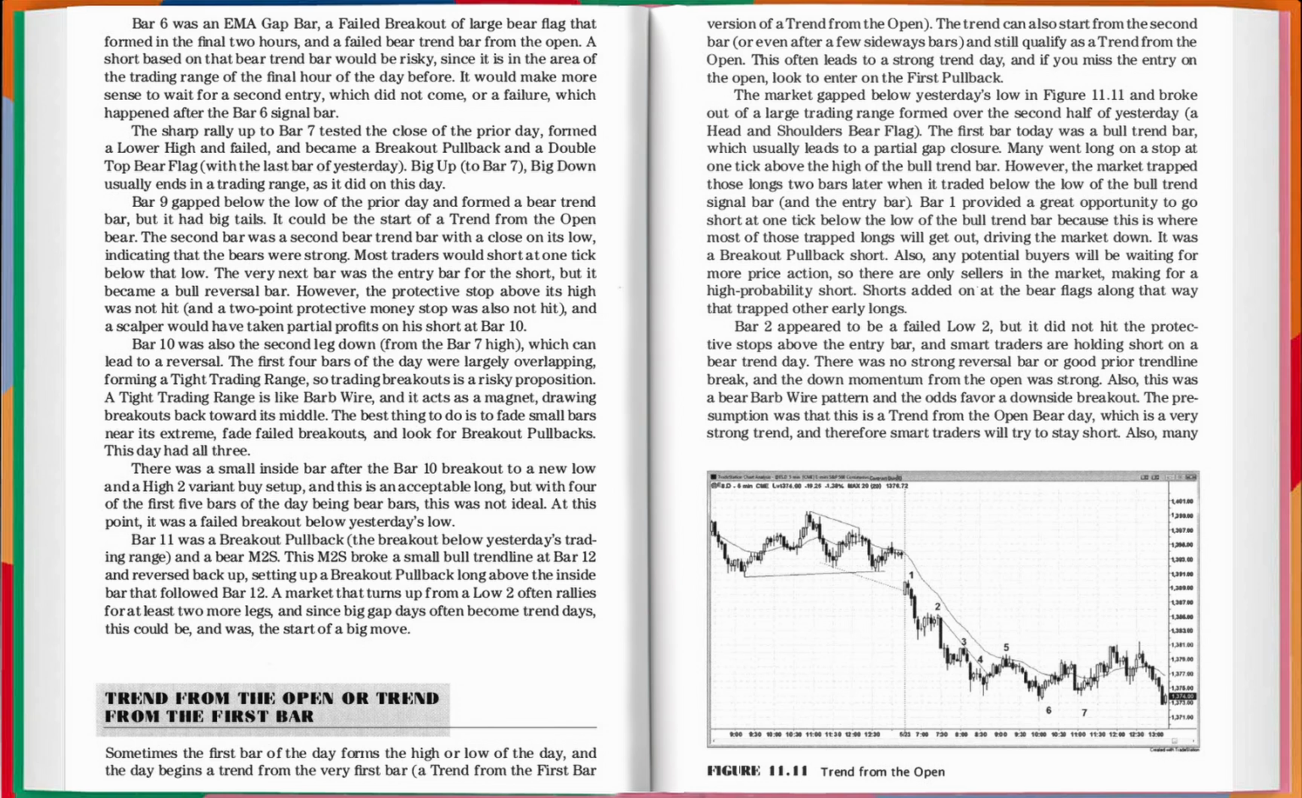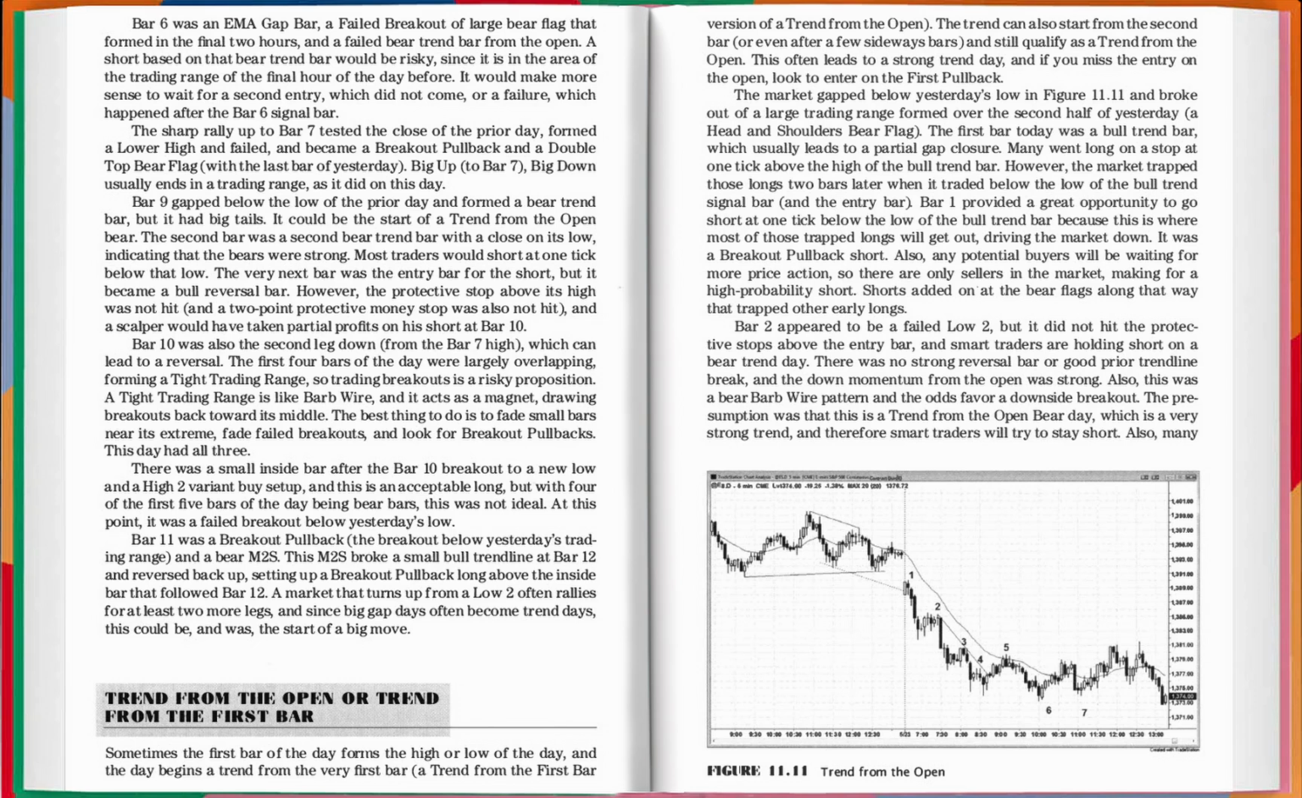Bar 1 provided a great opportunity to go short at 1 tick below the low of the bull trend bar because this is where most of those trapped longs will get out, driving the market down. It was a breakout pullback short. Also, any potential buyers will be waiting for more price action, so there are only sellers in the market, making for a high probability short.